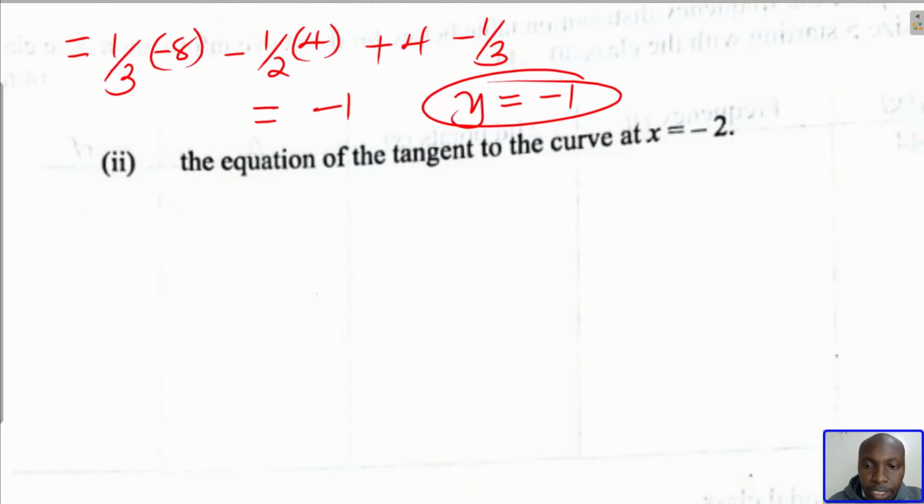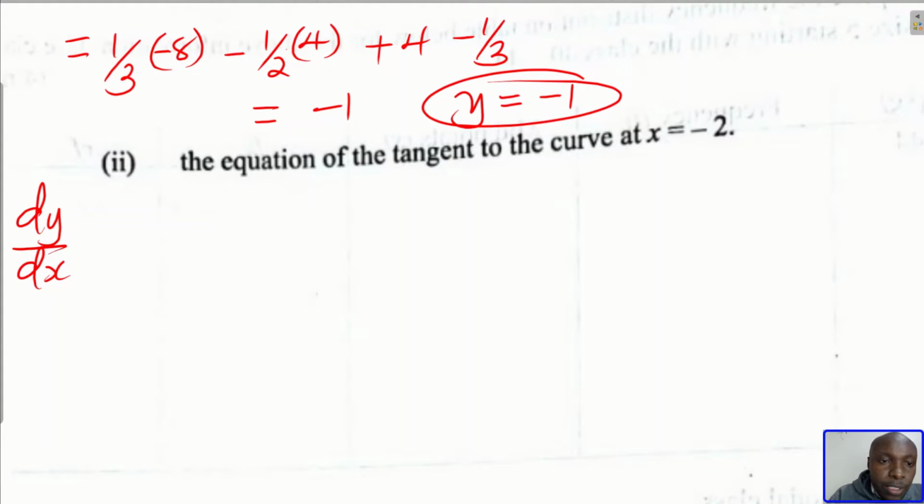The equation of the tangent to the curve at x equals negative 2. Now the equation of a tangent is a line, and to get the equation of a straight line we require the gradient, and at least we should have 2 points. Now we're going to start by getting the gradient of this tangent. To get the gradient we shall differentiate the function of y, the equation of the curve.